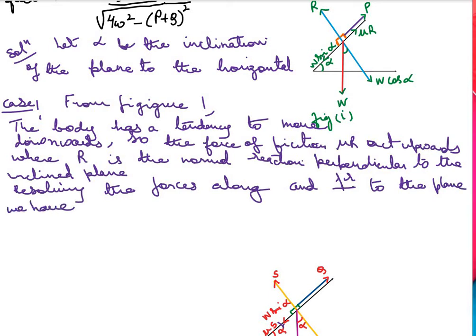So based on this figure 1, what are the forces along the plane? The forces along the plane are W sine alpha, P and mu R. But P and mu R are acting in the same direction. So along the plane, P plus mu R is equal to W sine alpha. Name it as equation 1.